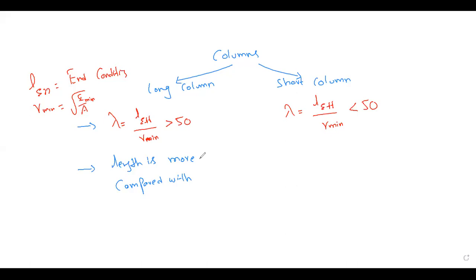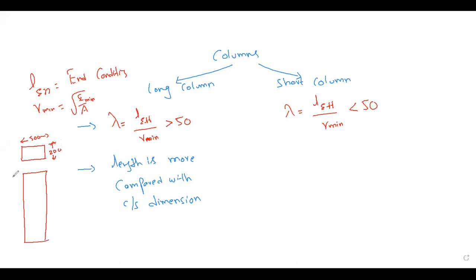So length is compared. Length of the member is more compared with the cross section dimension. Then that column is considered as a long column. Let us take one example of a column which is having a rectangular cross section. Let us take this dimension as 500 mm and this dimension as 200 mm. This is the cross section, and this is the length.